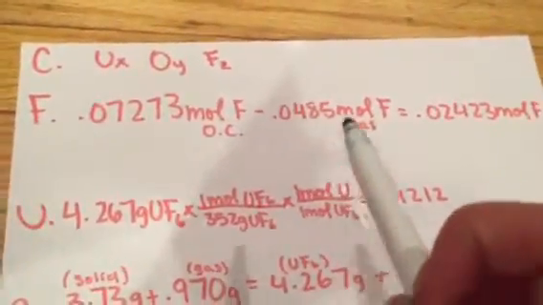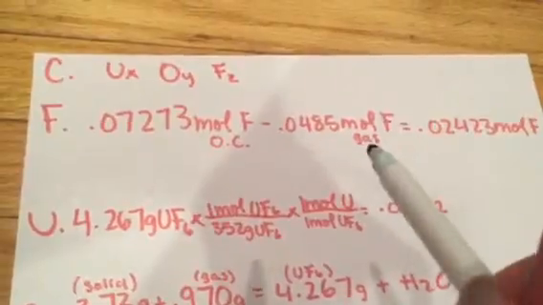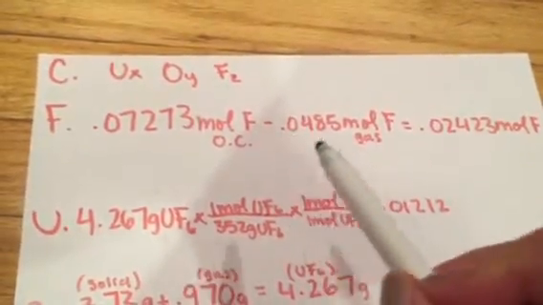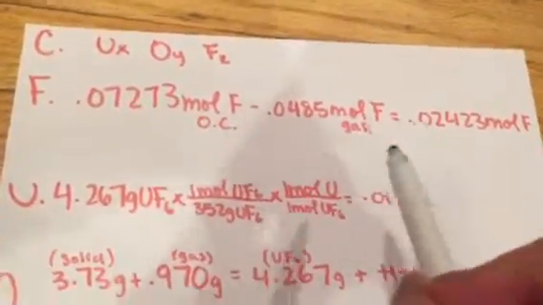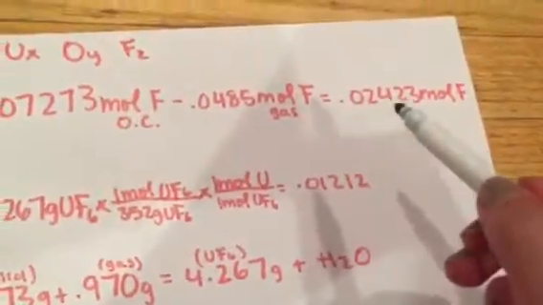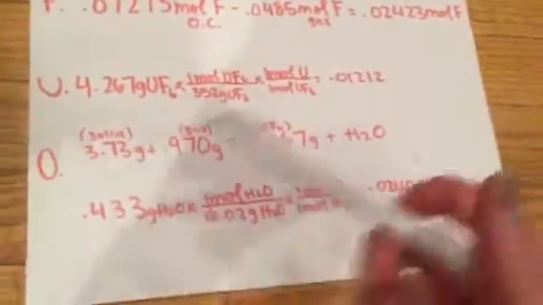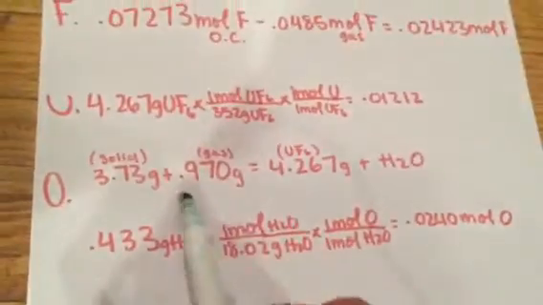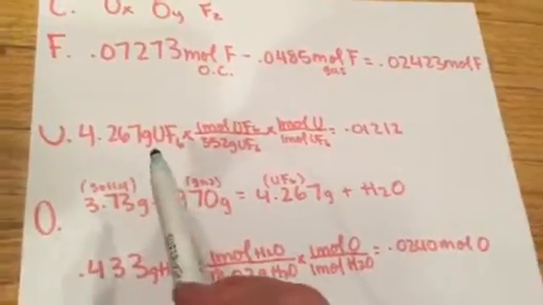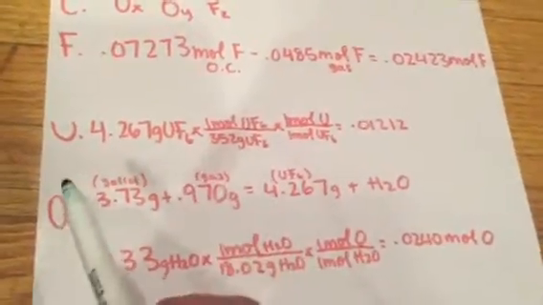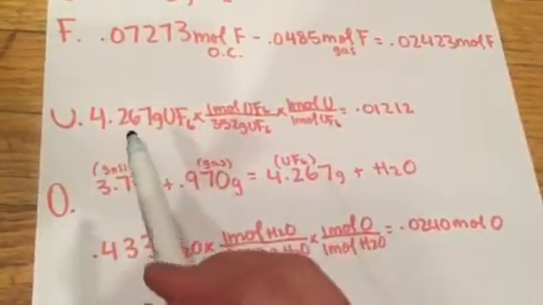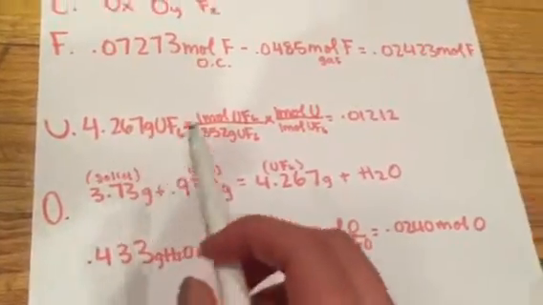And we're going to subtract out the moles of fluorine that go into the gas, which is 0.0485. And that's going to give us 0.02423 moles of fluorine. Now we're going to move on to uranium, and we are going to start with the grams that they give us in the original question of the UF6 compound, which is 4.267 grams.